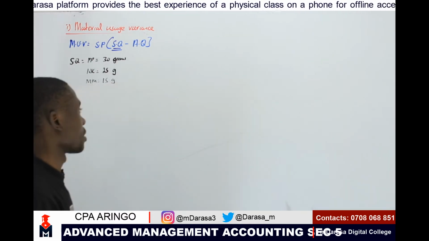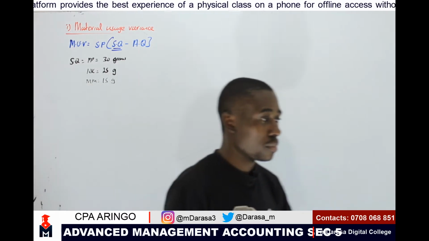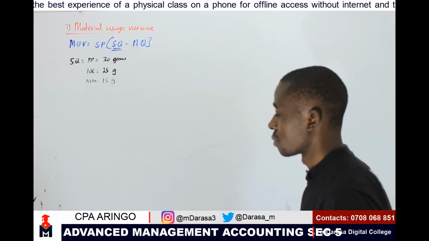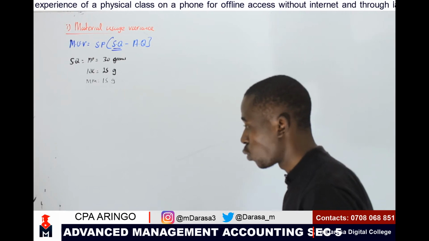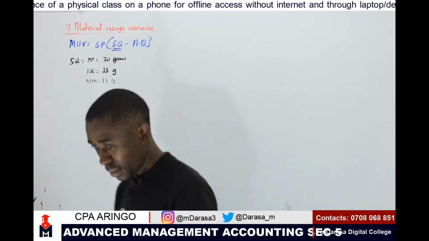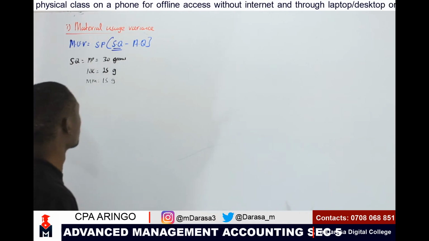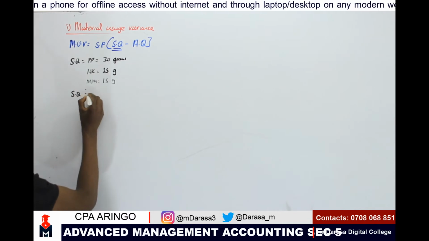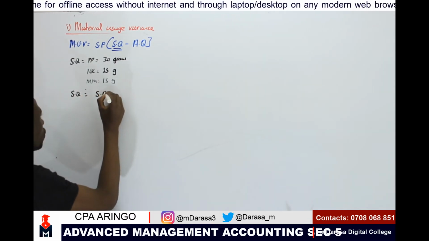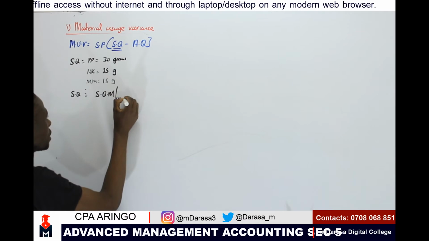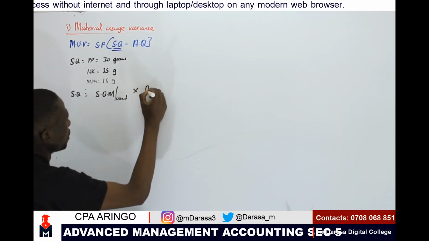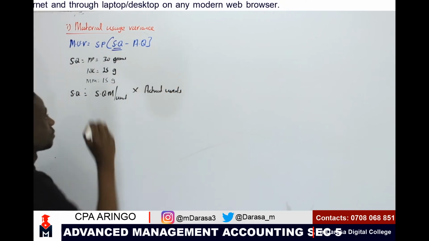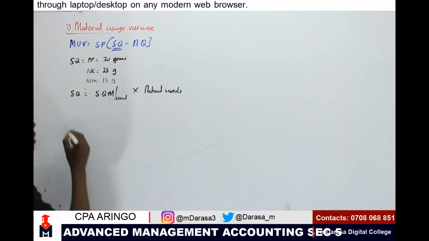So, how will we determine our standard quantity? Kumbusha? How do we determine our standard quantity? Standard quantity of material per unit, multiplied by actual units. So to determine standard quantity, normally talk of the standard quantity of the material per unit, right? Times what? Actual units, right? Actual units. So let's start with our PP.